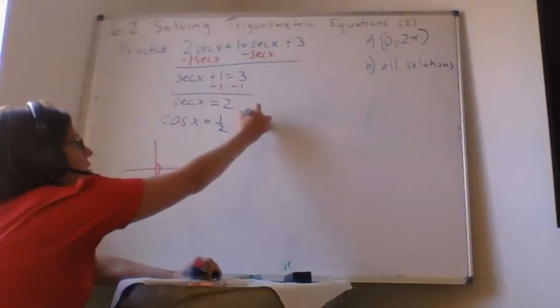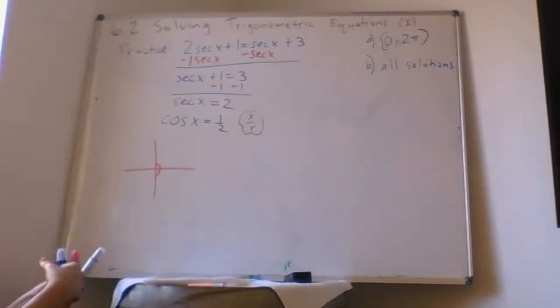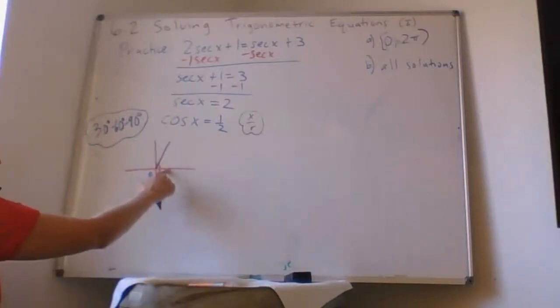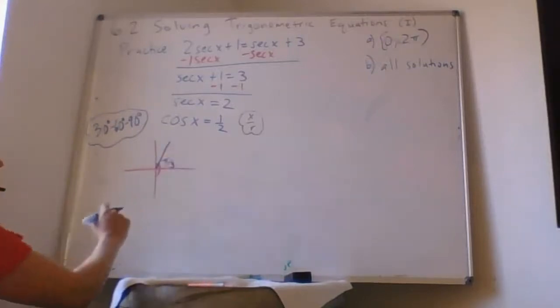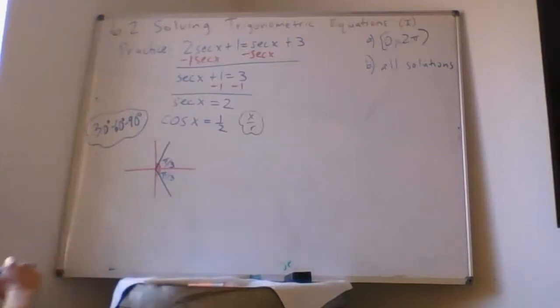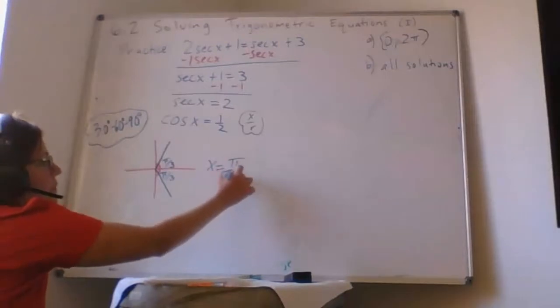Since cosine is x over r, we know our x value has to be small, and we do not have a rad 2 over 2. So we are likely to have a 30, 60, 90 triangle. Since x is only 1, we need our angle to be big, so our x value is small. So we will end up with a 60-degree reference angle, or pi over 3. Similarly, we will have a reference angle of pi over 3 in quadrant 4. So the angle in quadrant 1 is just x equals pi over 3.